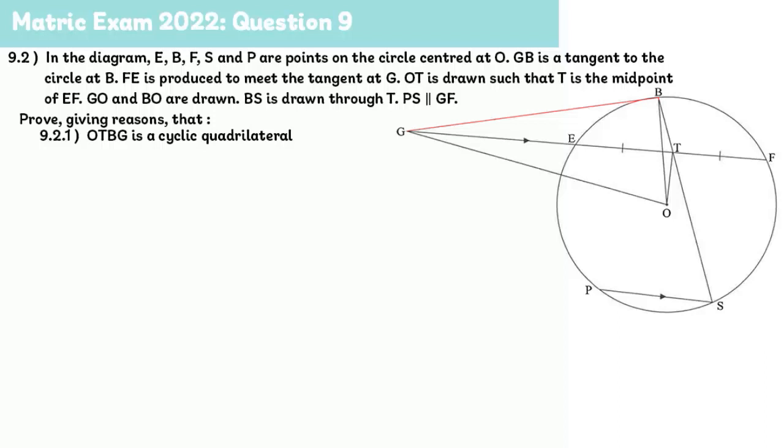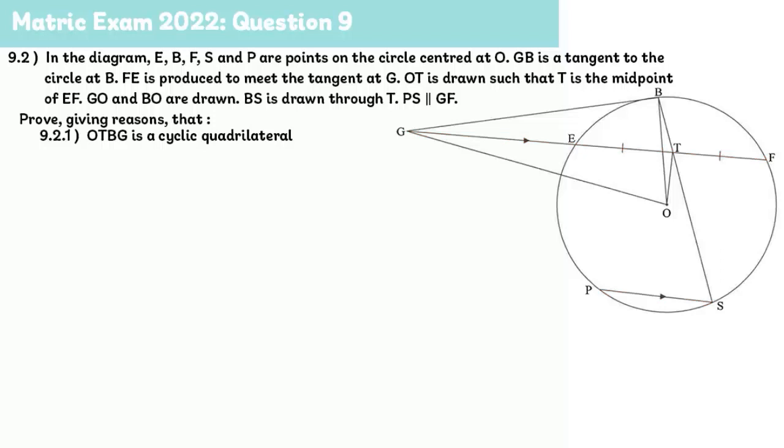GB is a tangent to the circle at B. FE is produced to meet the tangent at G. OT is drawn in such that T is the midpoint of EF. GO and BO are drawn. BS is drawn through T. PS is parallel to GF.